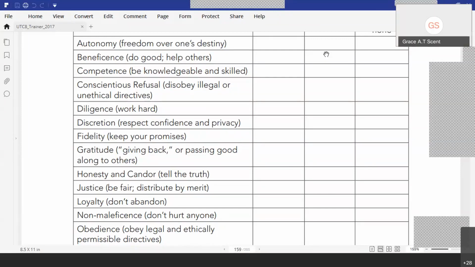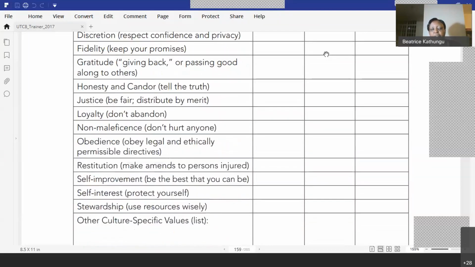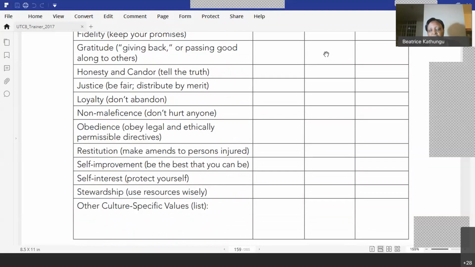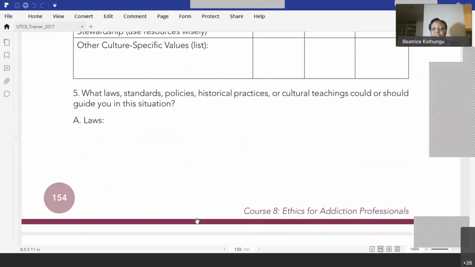So discretion is about balancing between confidentiality, privacy, and speaking out about information of the client. That is good. So you can think about all these, what we call values. Sometimes there could be other culture-specific values which are not listed among these, but which you can add here. For example, you might come from a culture where a certain value is so critical that it must be considered in making that decision. I don't know whether anybody can think of any example to share with us, but you might want to think about that. Number 5, you want to look at the laws, the standards, policies, historical practices, and cultural teachings.